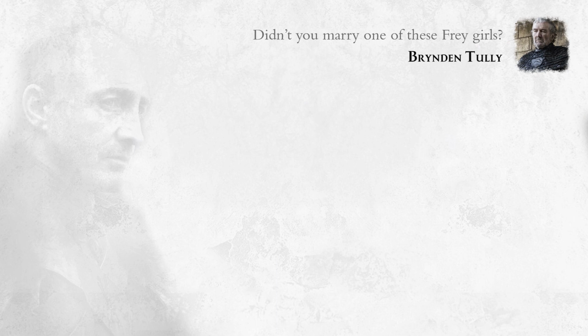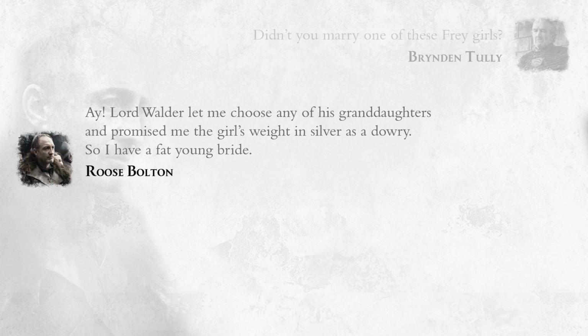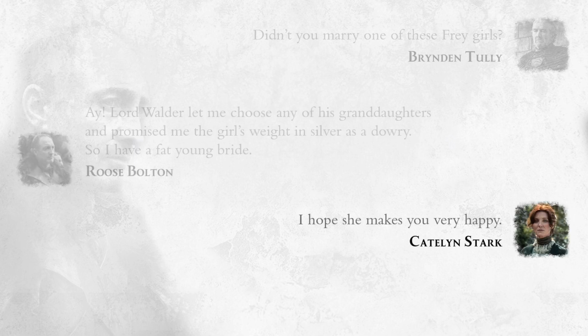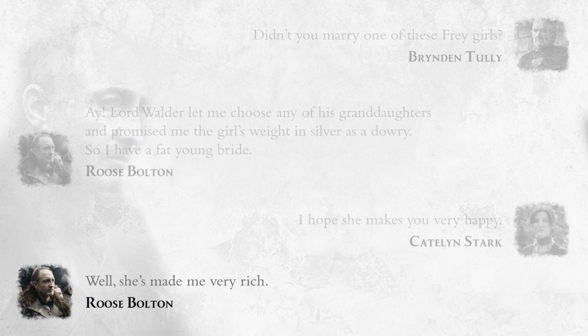So here's a scene about his past. Brynden Tully asks him, "Didn't you marry one of these Frey girls?" And he says, "Aye. Lord Walder let me choose any of his granddaughters and promised me the girl's weight in silver as a dowry, so I have a fat young bride." Catelyn Stark says, "I hope she makes you very happy." And he finishes, "Well, she's made me very rich."